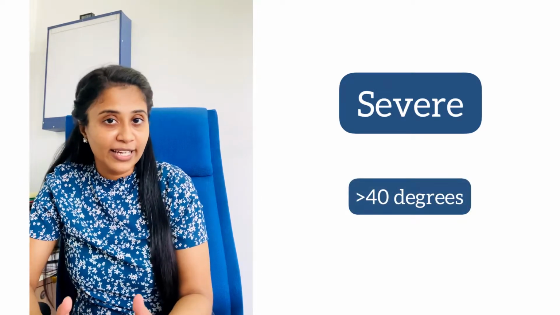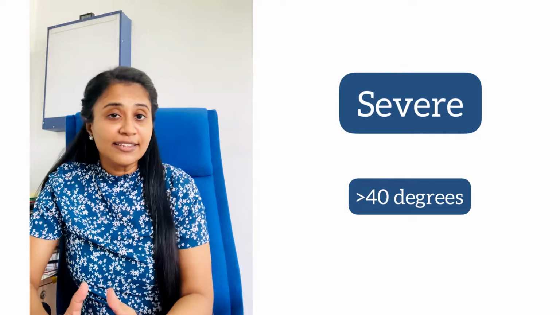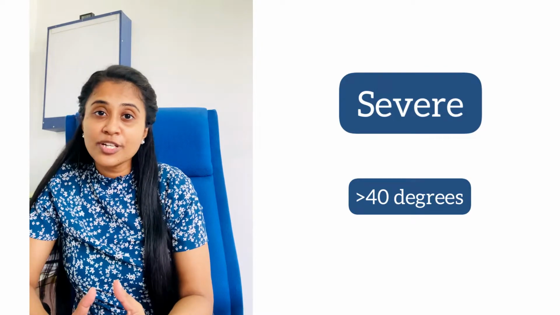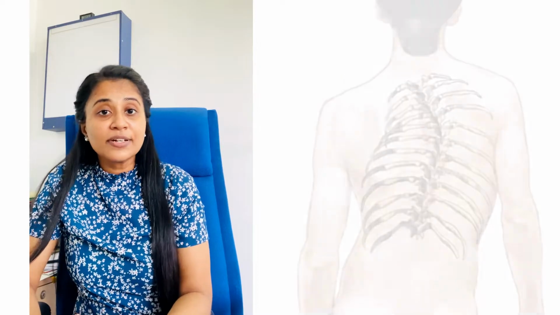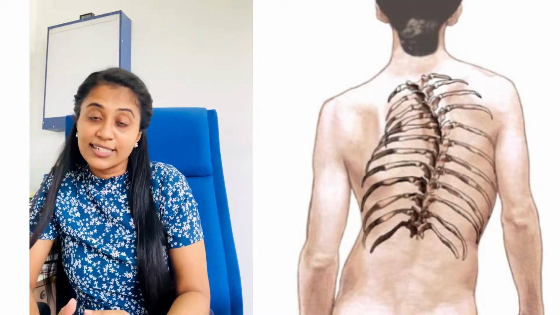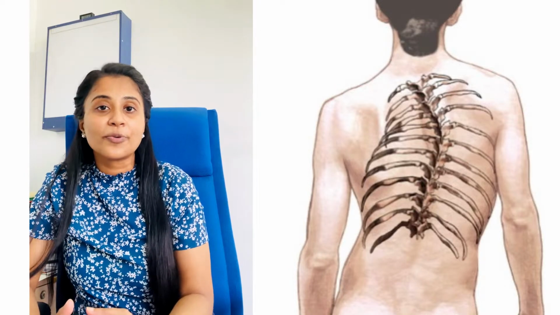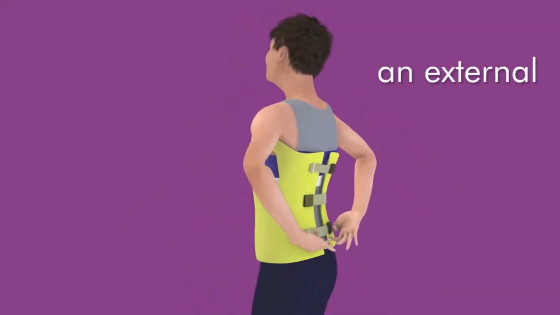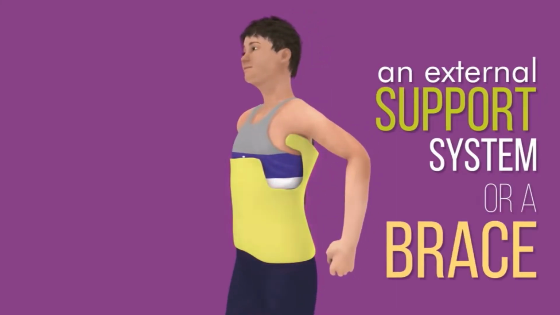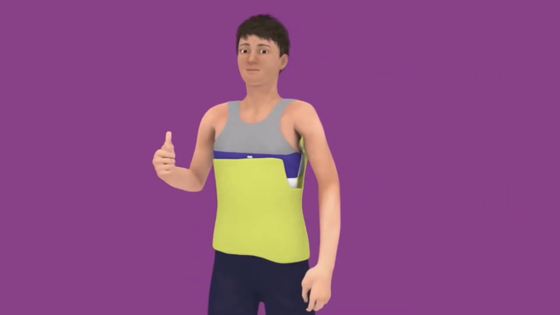Severe scoliosis means the angle of curvature becomes more than 40 degrees. People in this category usually face difficulties with breathing, because with the high curvature, the lung capacity will be compromised. This category of people is managed with scoliosis corrective braces. The brace has to be worn for about 23 hours a day.